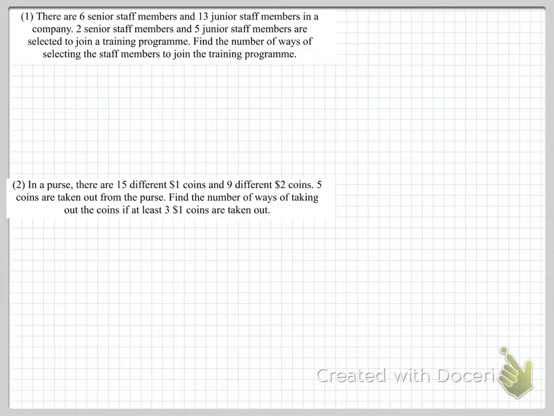We have two types of person: senior staff members and junior staff members. For senior staff members, we choose two of them, and for junior staff members, we choose 5 of them. So first of all, the question is: is it P or C, nPr or nCr? The second question is, do we allow repeats? You have to answer these two questions.